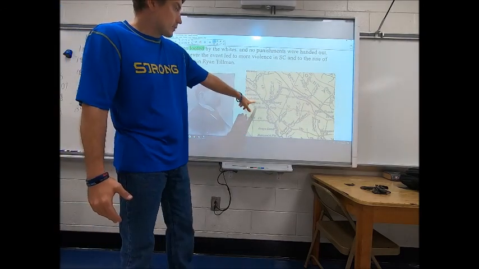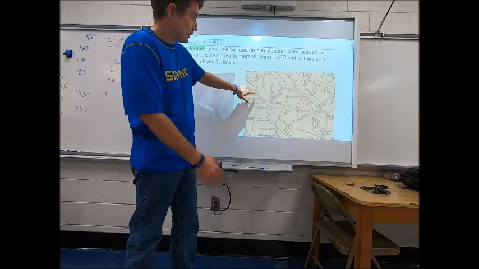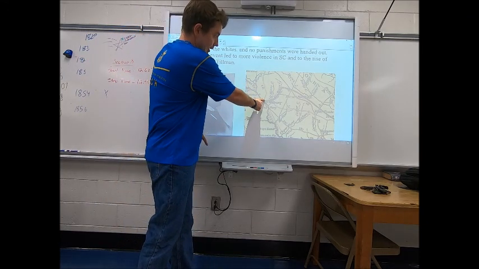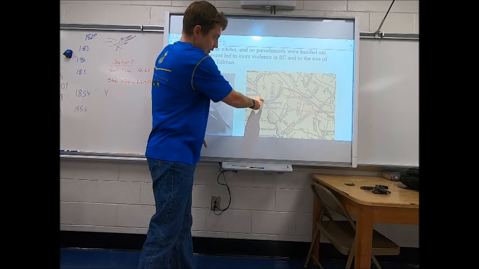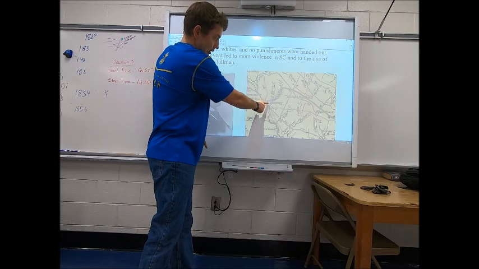So here we've got Augusta right here. Here's Stevens Creek. North Augusta is going to be like right here. All right, so here's Little Horse Creek. Here's North Augusta right here, right in this area. Hamburg's right here.